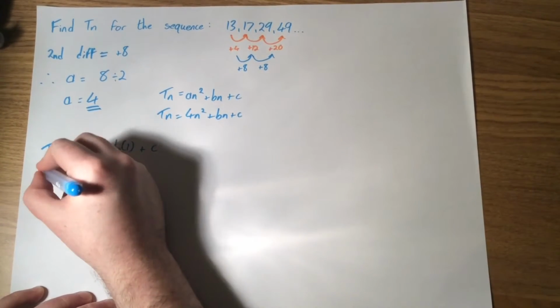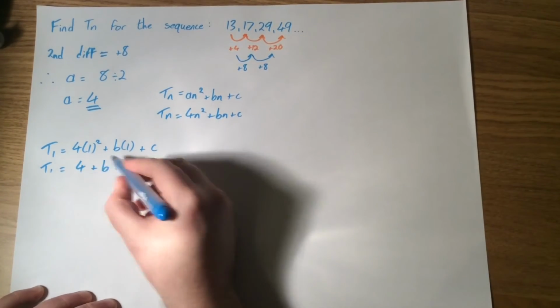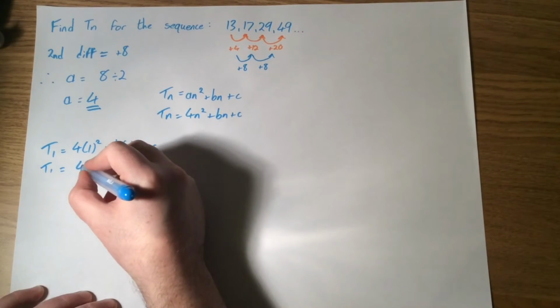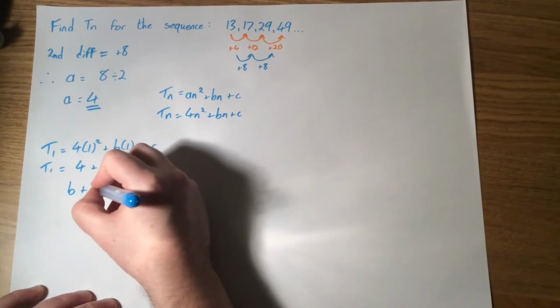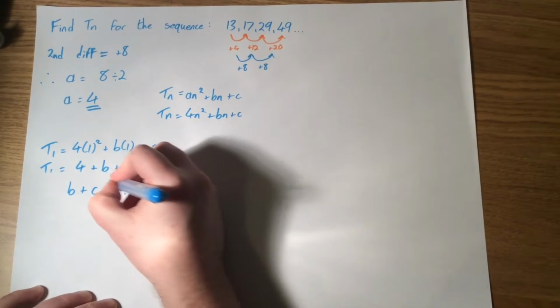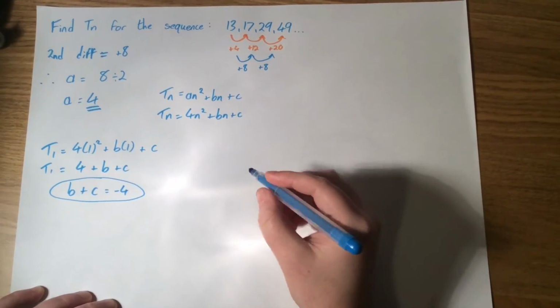Alright, so the first term, t of 1, is equal to that. Now I'm just going to rearrange this, and I'm going to bring the 4 over the equals, and I get b plus c is equal to minus 4. Alright, let's leave him there for a second.